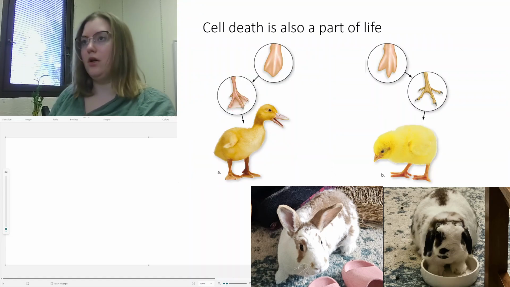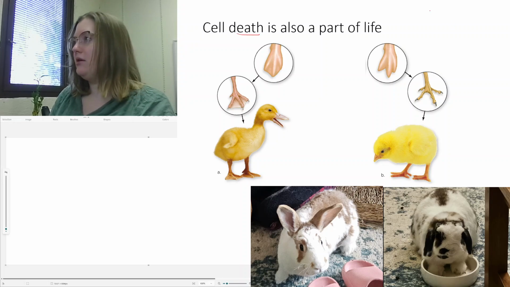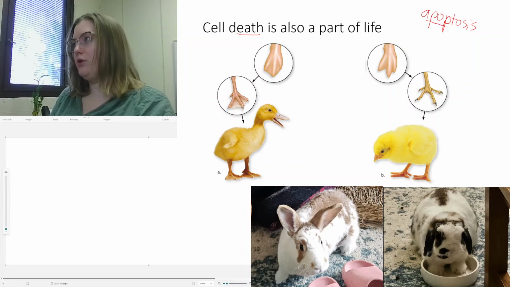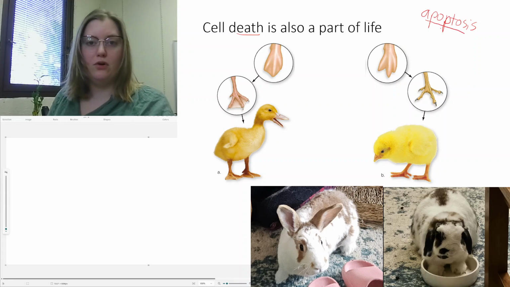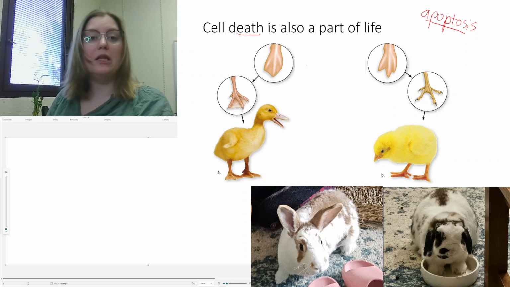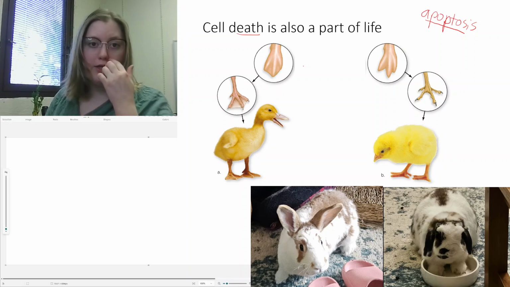Okay. Another thing we need to talk about is cell death. So cell death is an important part of life as a whole. Programmed cell death is called apoptosis. Apoptosis is an intentional killing of a cell. An example of this is the development of digits in organisms.